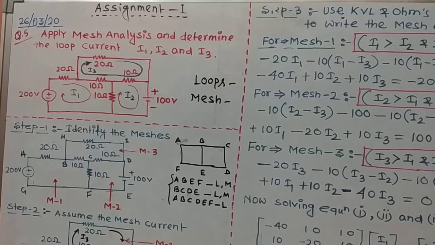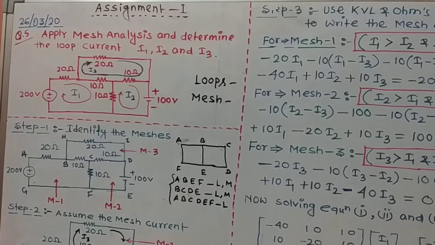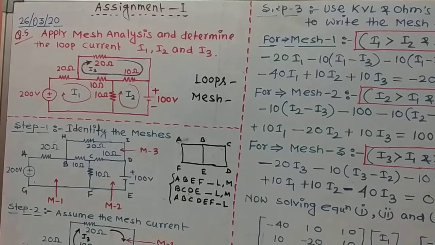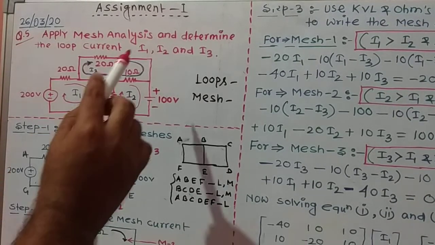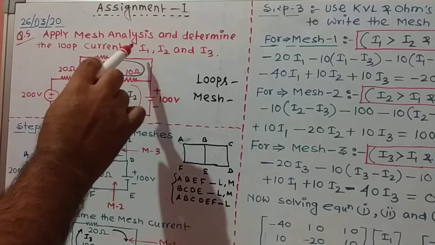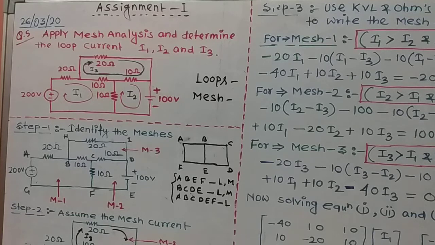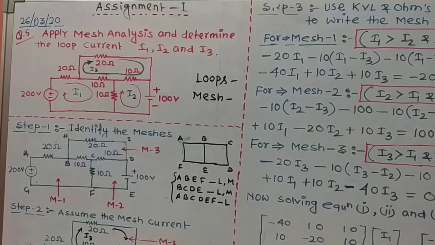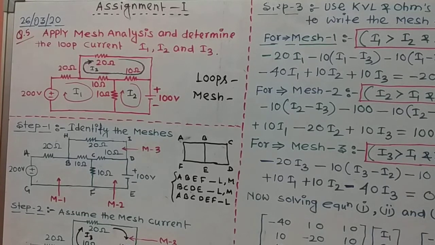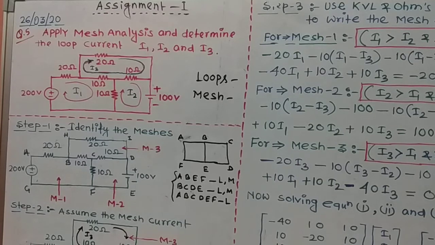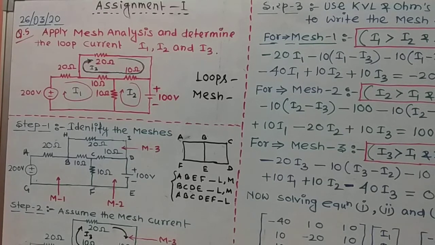As we know, we are discussing assignment 1. This is question number 5: apply mesh analysis and determine the loop currents I1, I2 and I3. As we know, what is mesh and what is loop? Now I am going to explain what is mesh.